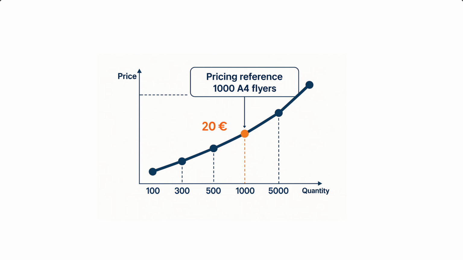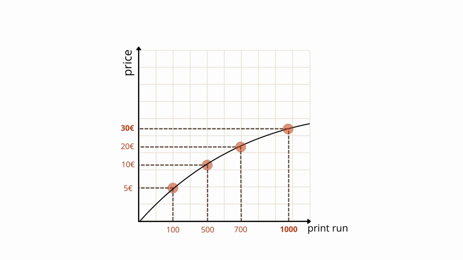What will the pricing graph look like in this case? Print run 100 units, 5 euros. 500 units, 10 euros. 700 units, 20 euros. And 1,000 units, 30 euros. Our prices align with market rates for all print runs except the 1,000 unit run. Competitors offer 20 euros for an equivalent run, and we offer 30 euros.